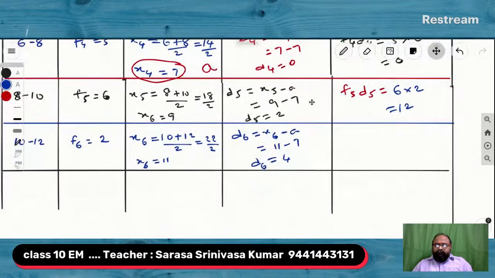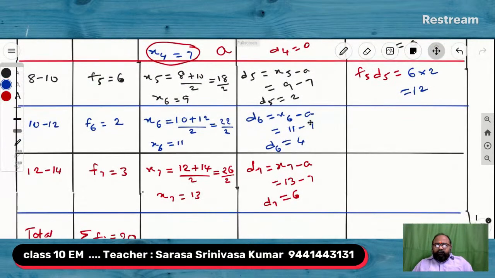Now F6 multiplied by D6. This is equal to, what is F6? It is 2 and D6 it is 4. So 2 multiplied by 4, it is 8.